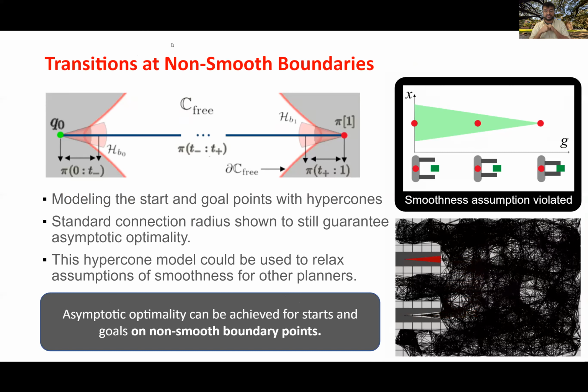The other relaxation that we make is that these contact points, where you have to make contact with, say, the object or with placement surfaces, can be irregular boundary points of the boundary. It seems that this assumption can also be relaxed and it does not affect your asymptotic optimality. Next slide, please.